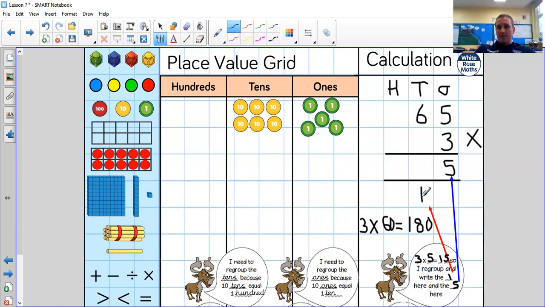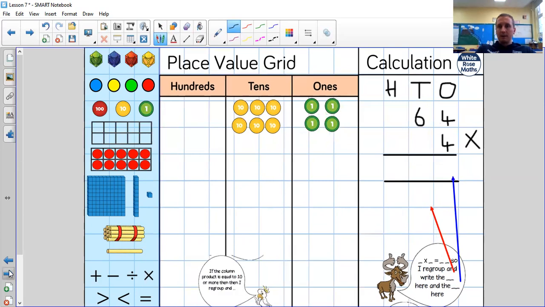And then I just need to remember to add on in my tens column, my 1. So my answer would be 195. Okay, so there's my answer. 3 6s are 18, add the 1 on. 18 10s, add 1 more 10 is 19 10s. Okay, 195. This one, let's have a go.